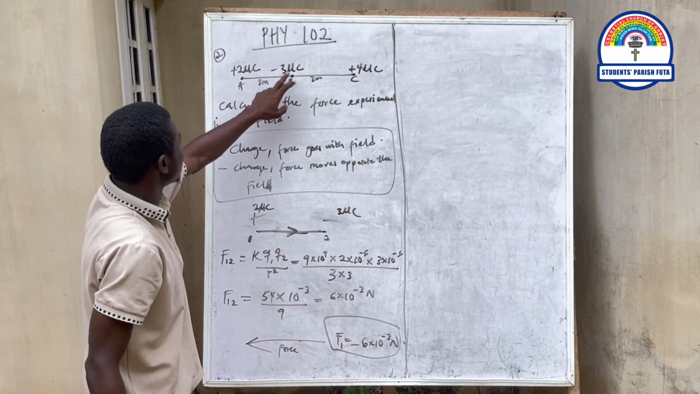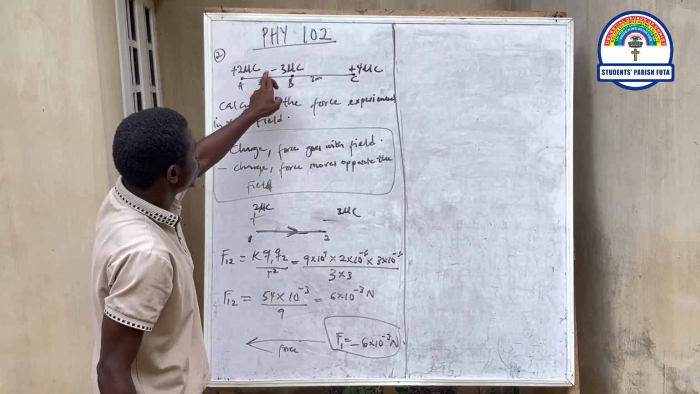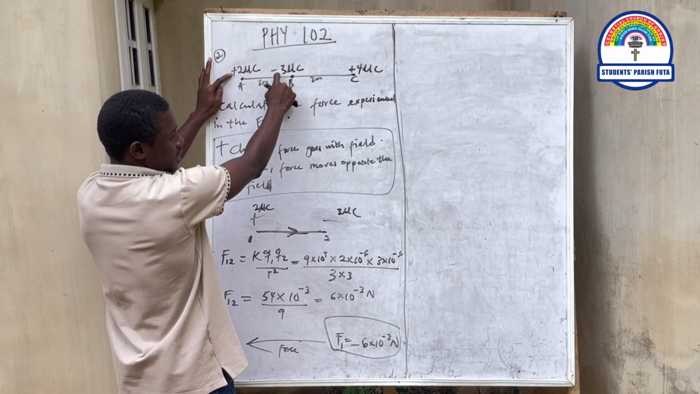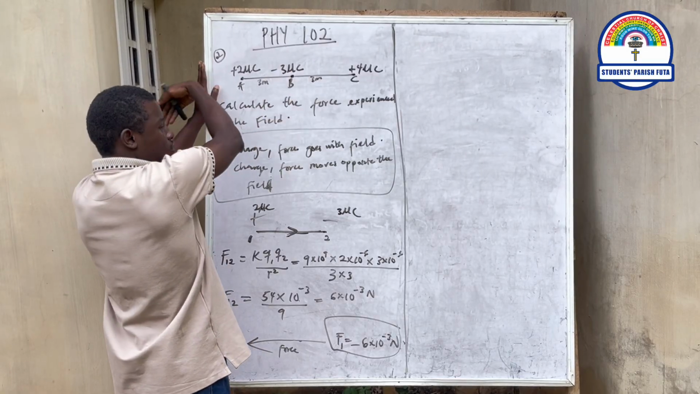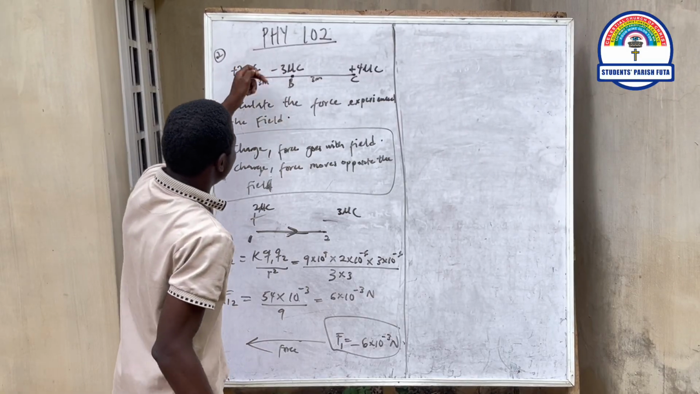So if we look at the direction of the field, this is positive, this is negative. So to go this way, I mean this is negative and this is positive, it would have gone this way instead. If this is positive, it would have gone this way. So because it's negative, the field is going this way.